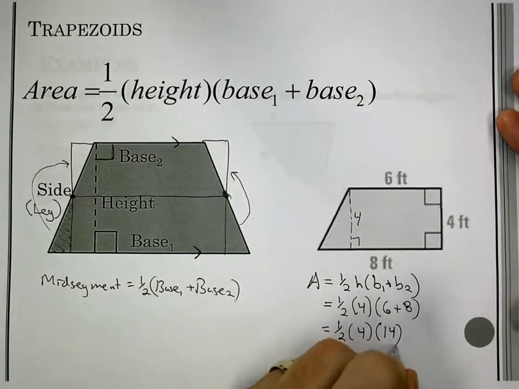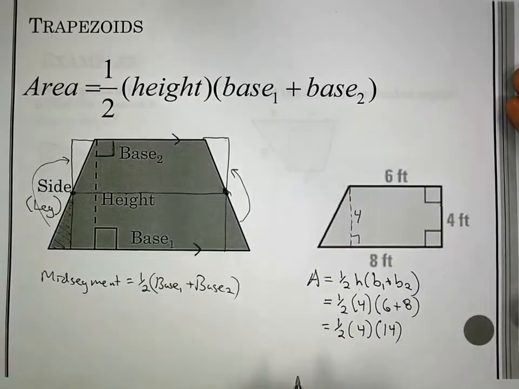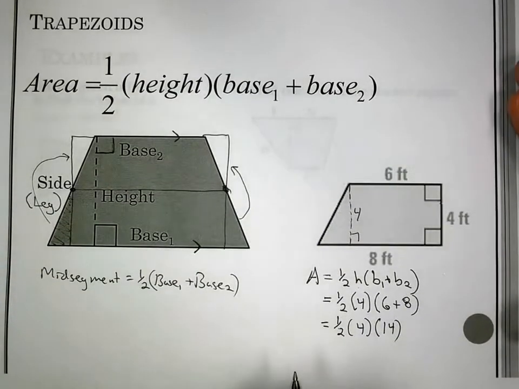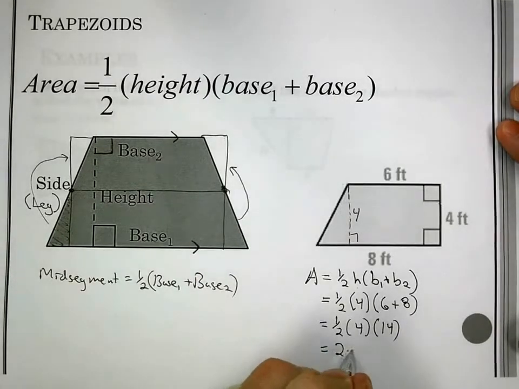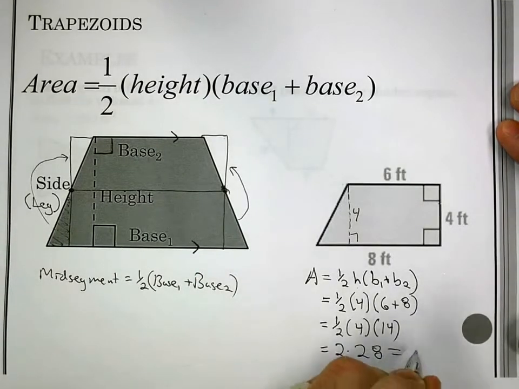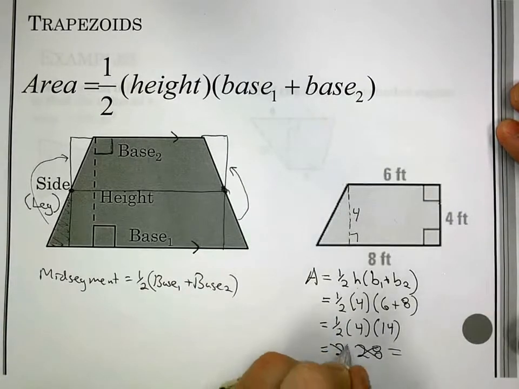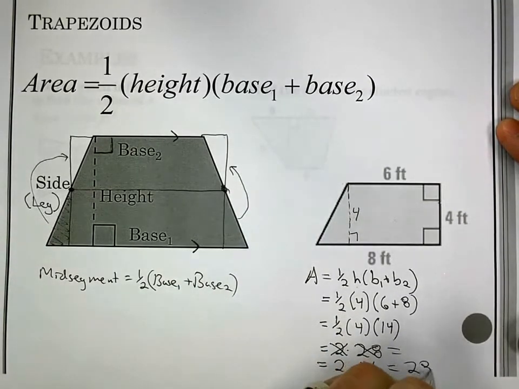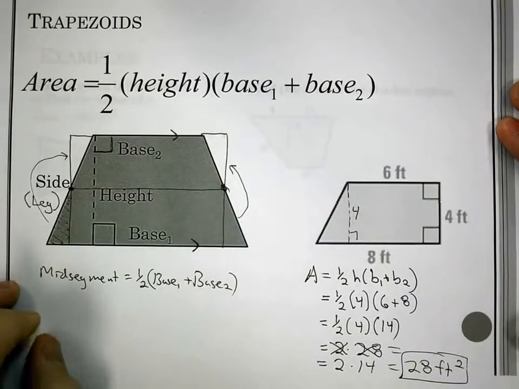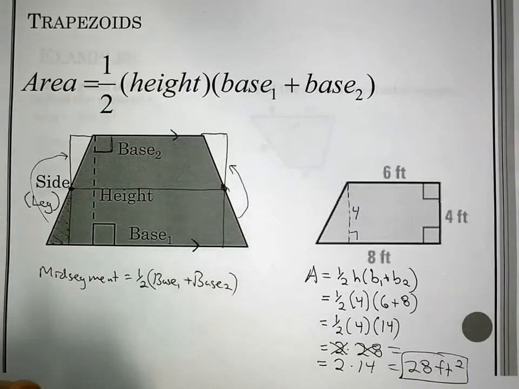Get 14. I could take half of 4, I could take half of 14, I can multiply 4 times 14, then divide by 2. In either case, it'd be 2 times 14, I got ahead of myself, which gives me 28 feet squared. Make sure you write your units for area problems. That would be feet squared.